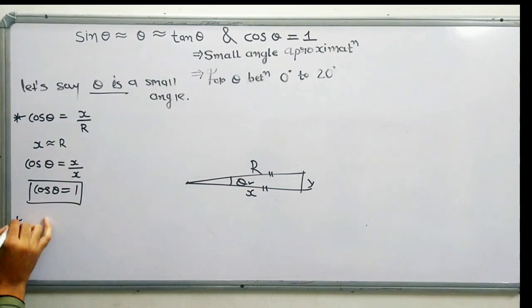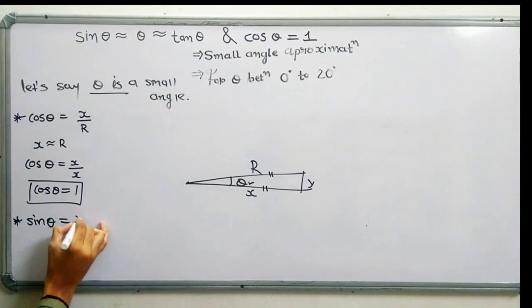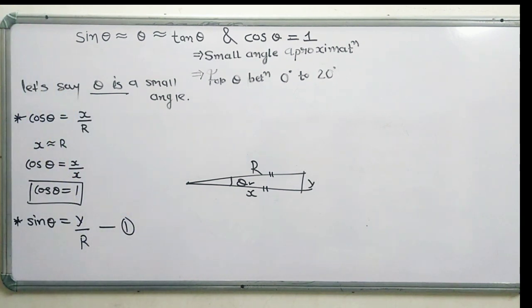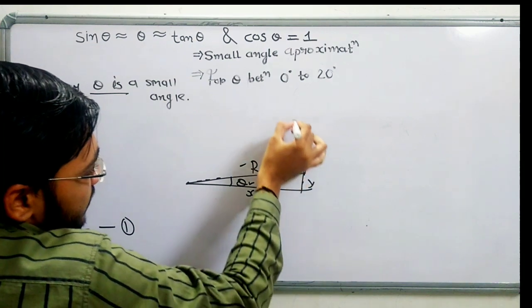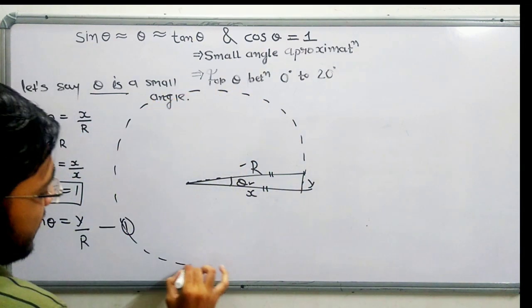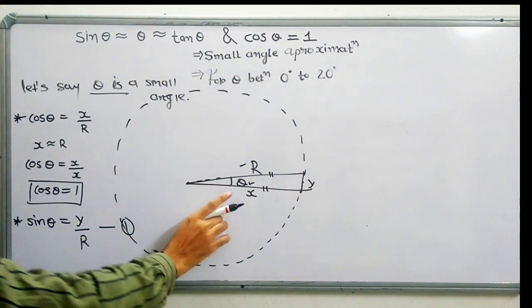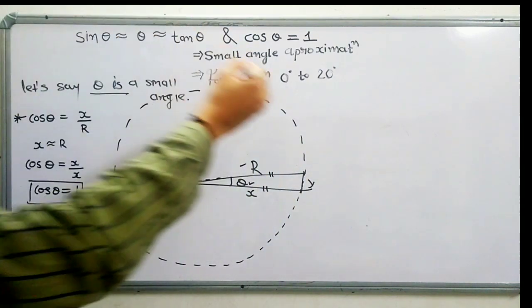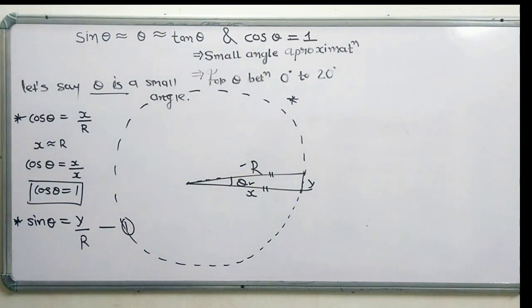Now sin theta becomes, from the triangle, sin theta is equal to opposite upon hypotenuse, so y upon r. Let's say this is equation number 1. Now we can assume there is a circle with a radius r. As shown in the figure, theta is making an arc of length y on the circle.